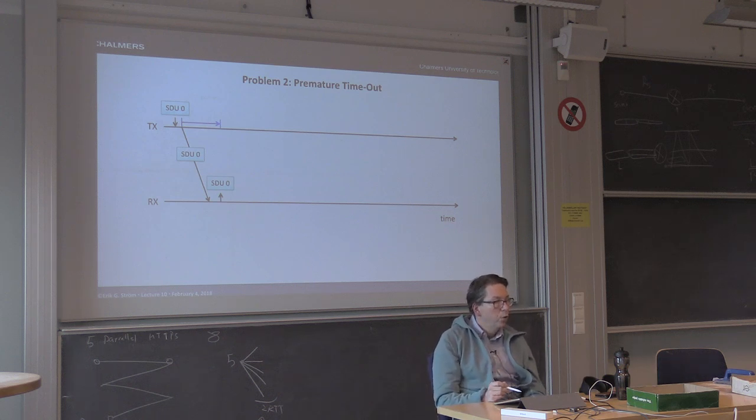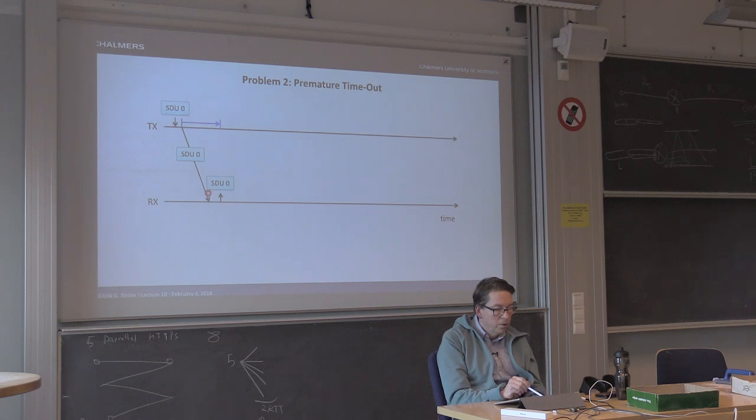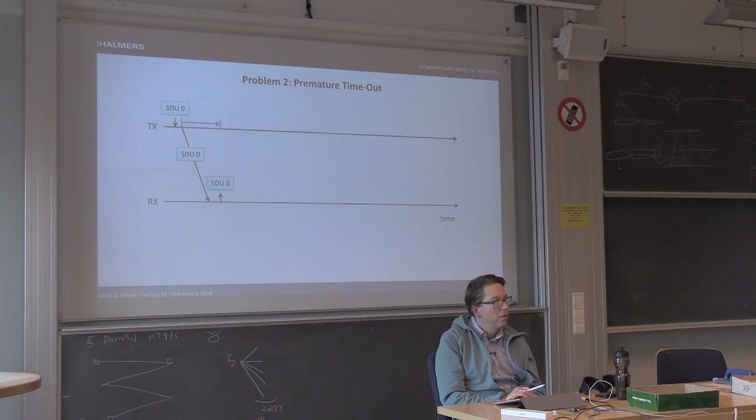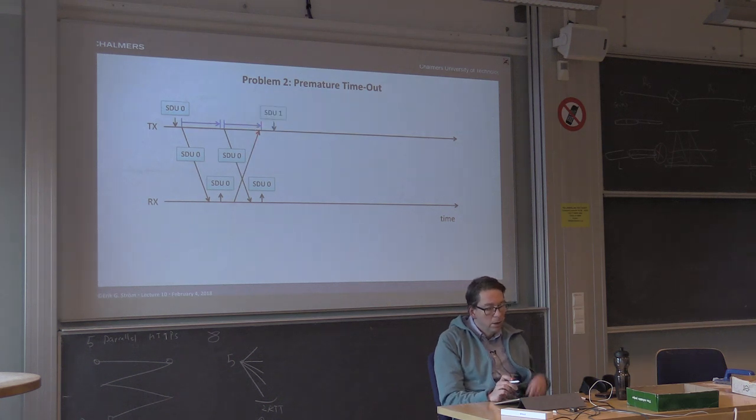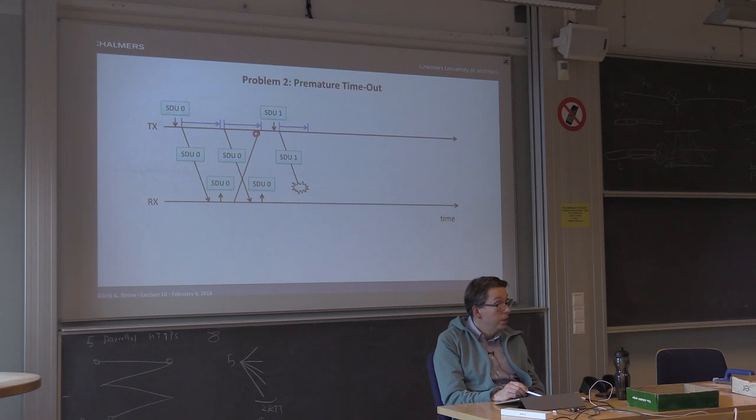Premature timeouts are also a problem. So here, a service data unit is transmitted and delivered. The timeout strikes here before the acknowledgement is received by the transmitter. And what's going to happen then is that the transmitter transmits the same service data unit again, and then we get duplicates here. Okay, and so this acknowledgement for this one reaches the transmitter here. There will be another service data unit being transmitted here, because the transmitter received an acknowledgement.